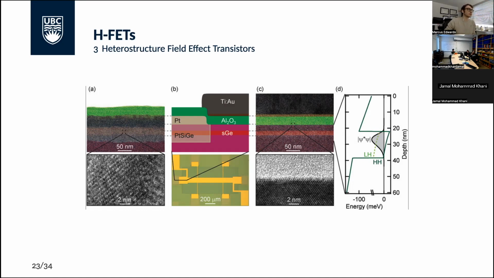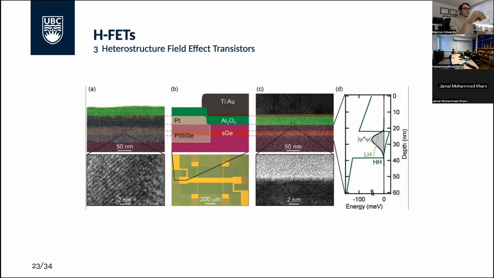So we have heavy holes and light holes, they're called, and there's a splitting between these, but these are basically two solutions to the wave function. So two steady states, I suppose. There's a lot of complicated band theory into why we have LH and HH.